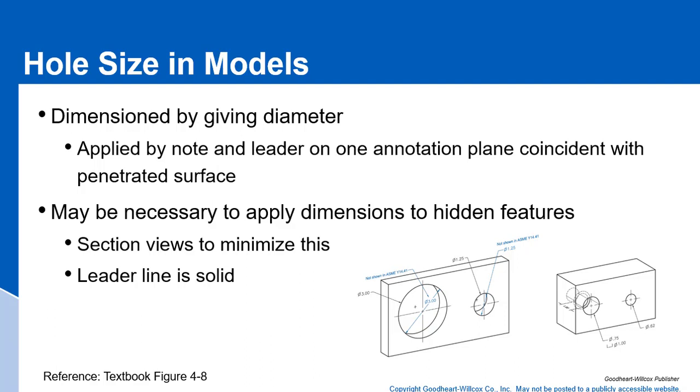Hole size in models. Okay, dimension by giving a diameter. It's applied by a note and a leader on one annotation plane coincident with the penetrated surface. Let's see, this annotation plane is right here on the surface. And it may be necessary to apply dimensions to hidden features, like we're showing over here.